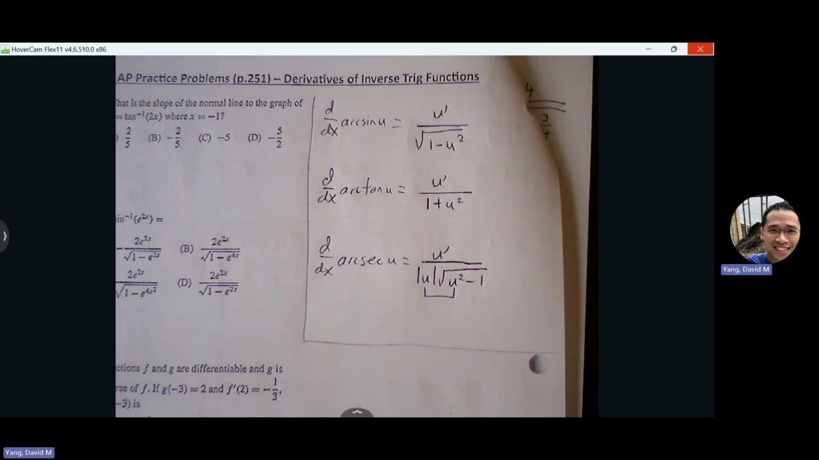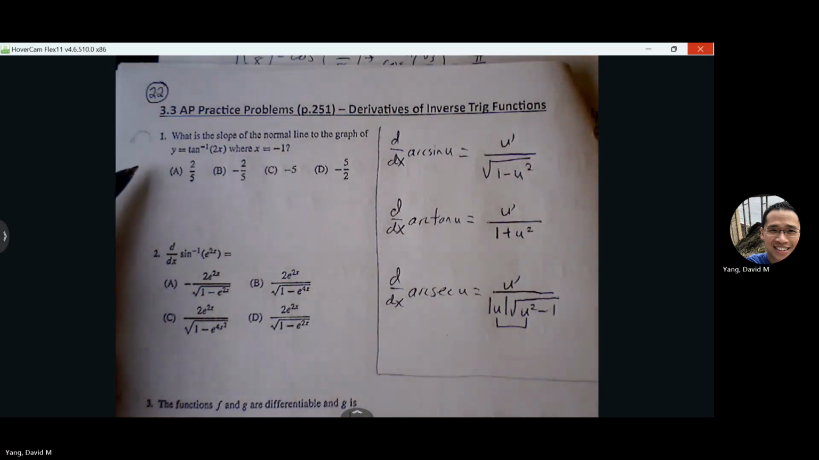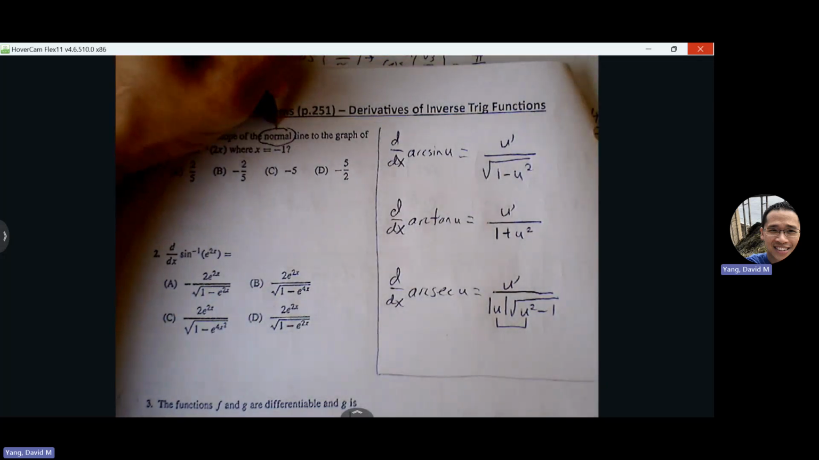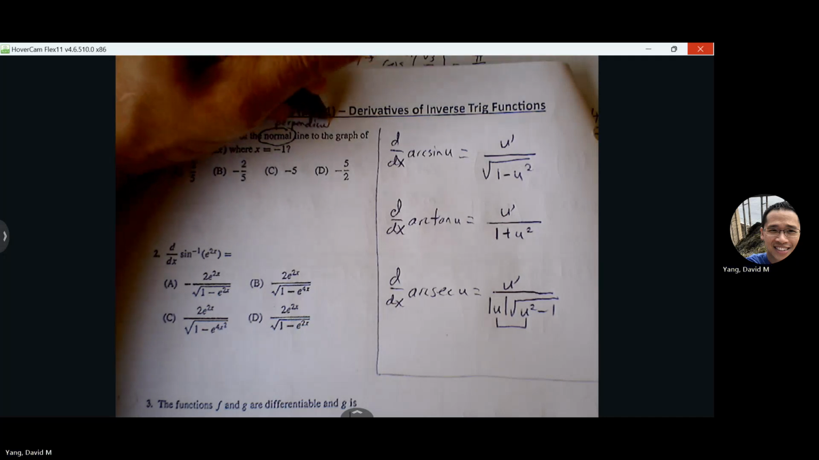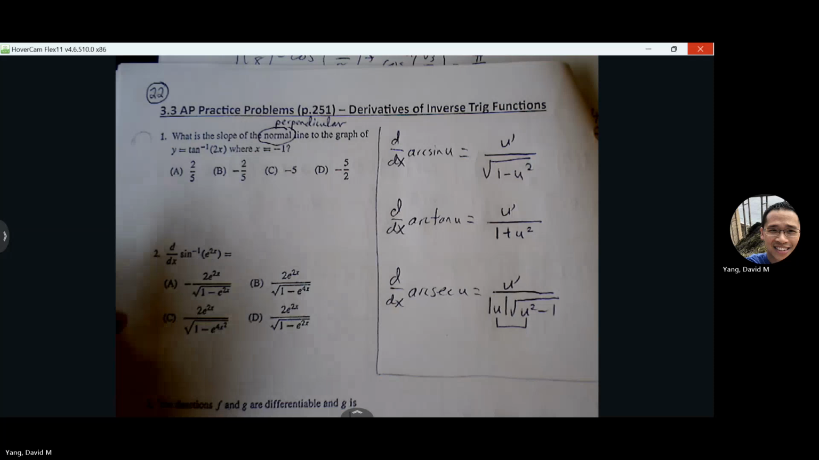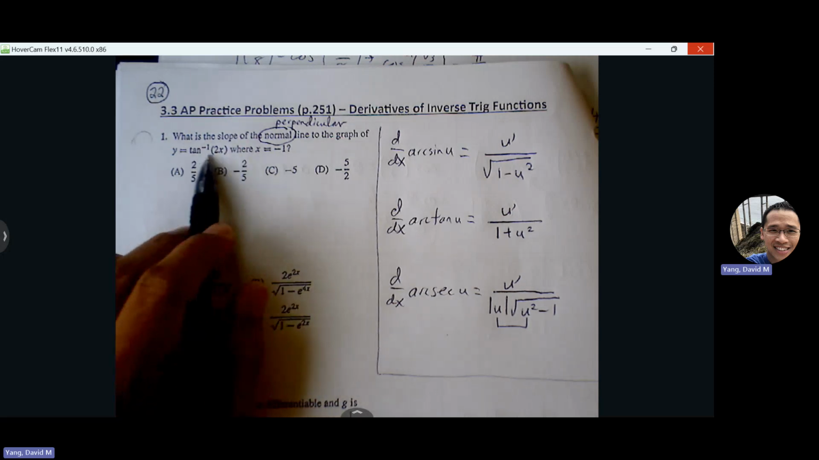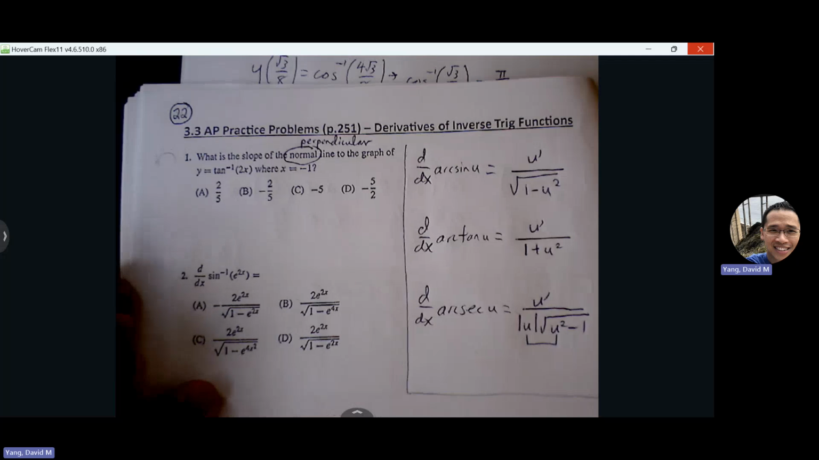Okay, so let's try some of these here. Starting with 1, what is the slope of the normal line? Normal line means perpendicular line. So let's find y prime of -1 for this function. And then we can just take the opposite reciprocal to get the perpendicular slope.